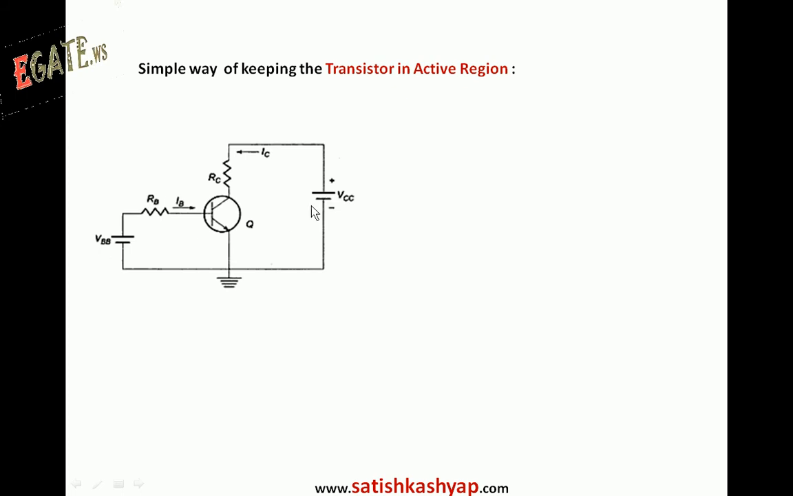we can say that collector side, that is N side, is more positive than P side, so that collector base junction is going to be reverse bias. So by using these two power supplies and two current limiting resistors, we can keep the transistor in active region by ensuring that emitter base junction is forward bias, collector base junction is reverse bias.